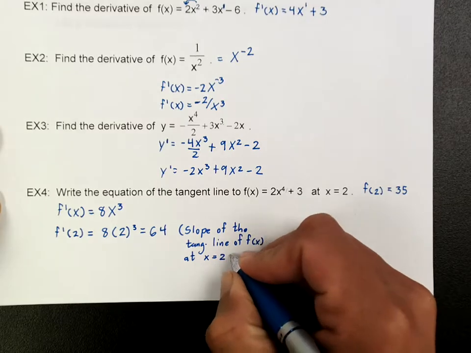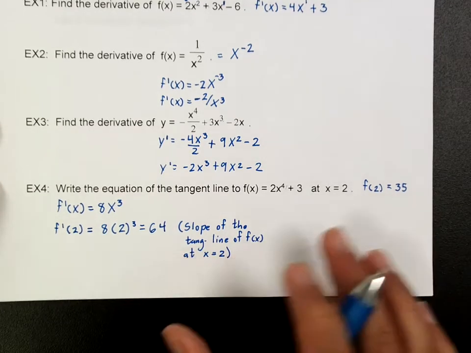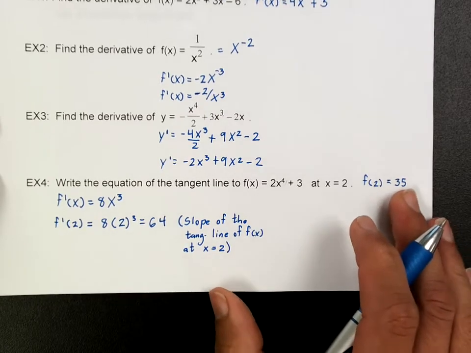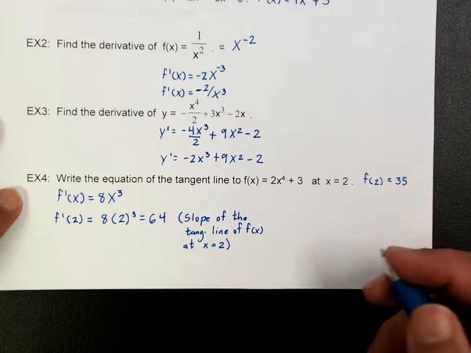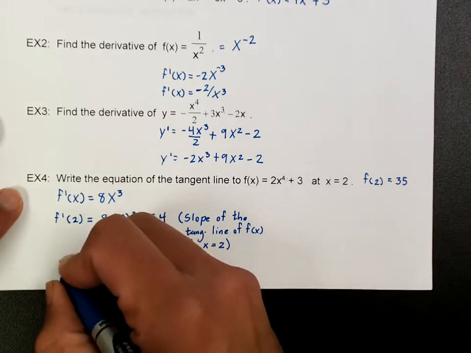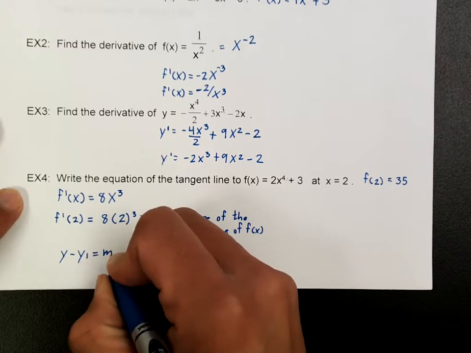So this is kind of a long sentence here, but I want to make sure you understand where this came from. This is the slope of the tangent line of f of x at x equal to 2. So finally, to write the equation of the line, I'm going to rewrite the formula for the point slope.